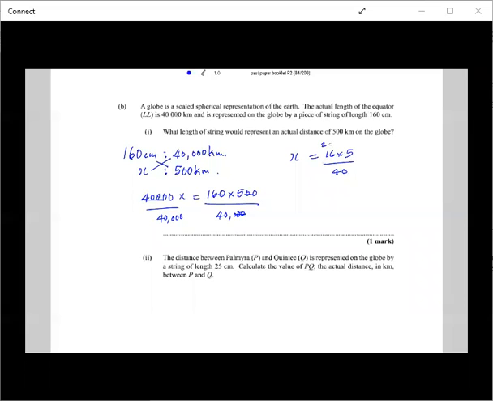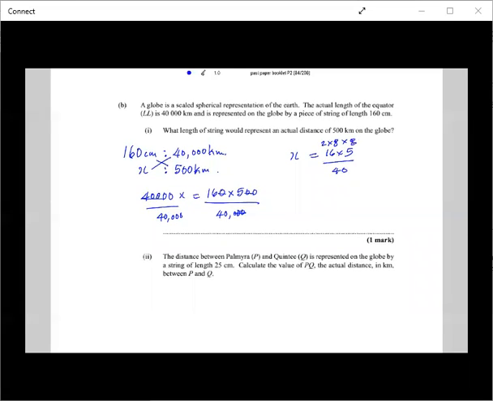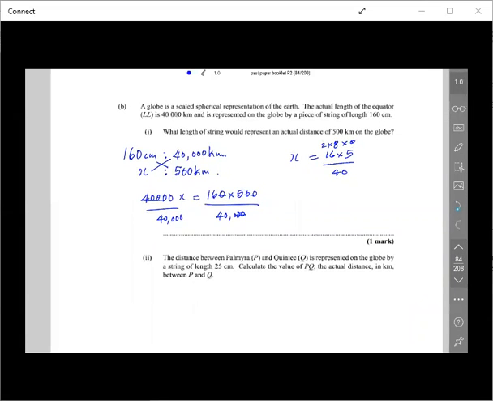This is 2 times 8 times 5. 8 times 5 is 40, so that cancels 40. X is equal to 2 centimeters. Did anybody get 2 centimeters? X is 2 centimeters.